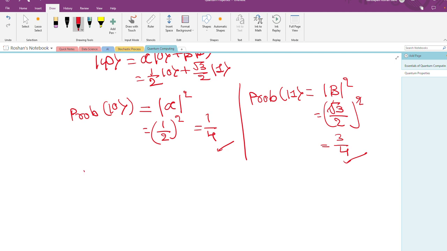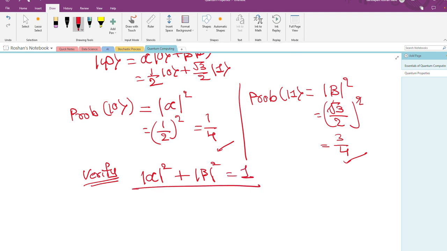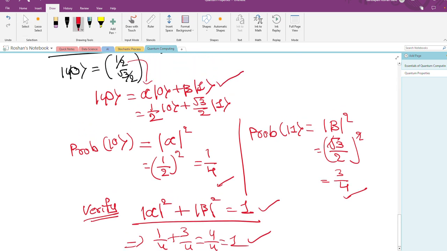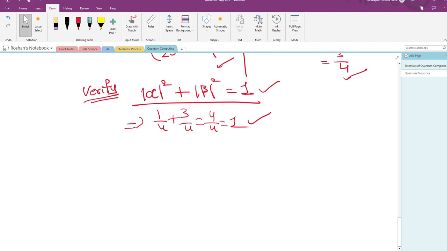Now we'll verify. How will we verify? We know that the probability of the ground state plus the probability of the excited state should be equal to 1. So 1 by 4 plus 3 by 4 equals 4 by 4, which equals 1. It matches. So this quantum state exists correctly.